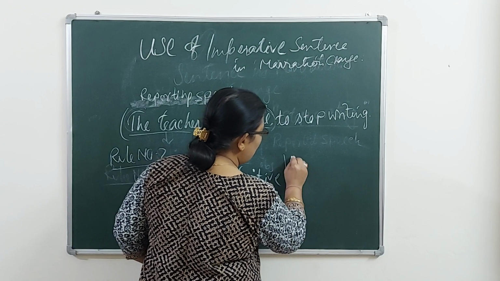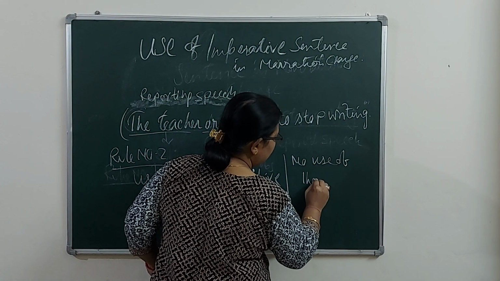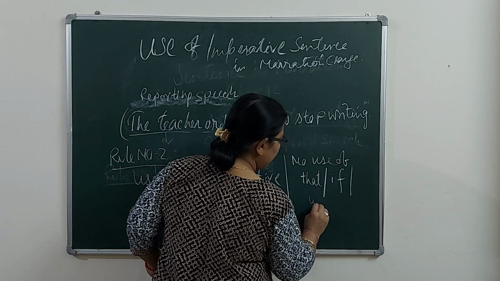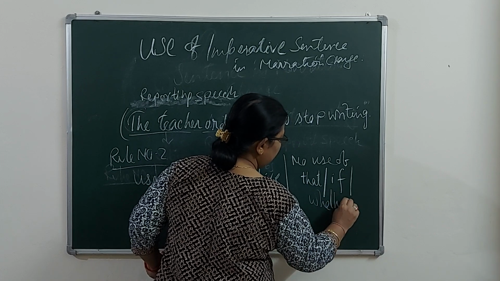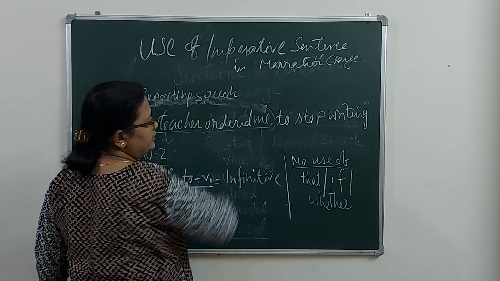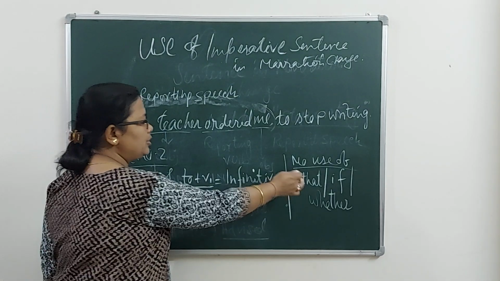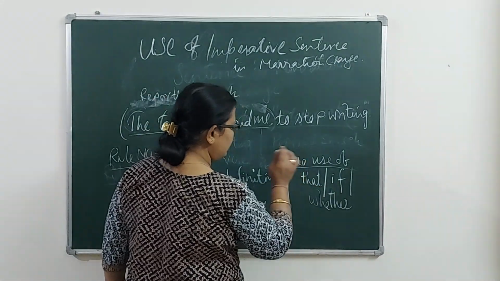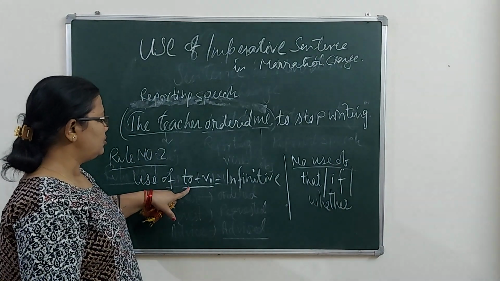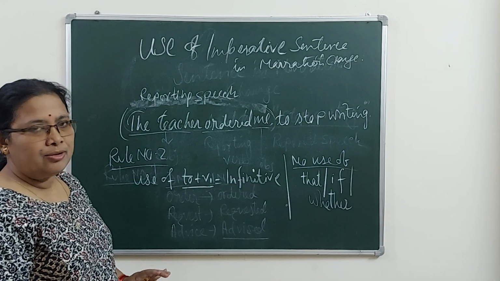So no use of that, because till now we have used these "if" or "whether". No use of this where? In this imperative sentence, when we are changing it from direct to indirect narration. So no use of that or if or whether. Clear? So rule number 2 says use of to plus V1, infinitive. It is known as infinitive. Up to this clear, I hope?